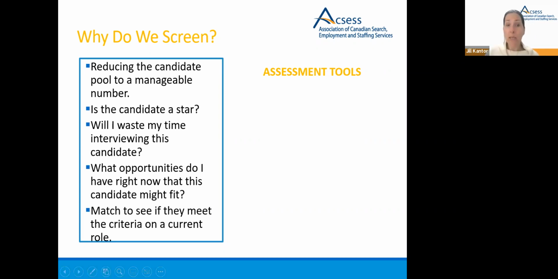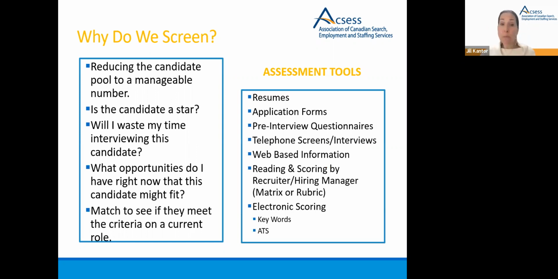Number one, it can help reduce that candidate pool to a manageable level so that you can start very quickly, like 10 minutes: are they a fit? Why or why not? Maybe not a fit for this, but a fit for down the road. Again, are they that star? And as I mentioned, will they waste my time? Do I have opportunities? Do they meet the criteria on a current role? Maybe it's a role that they applied to, maybe it's a role that you reached out to them directly about. But there is a variety of different ways we can do these quick assessments and really understand, are we even working with the right candidates? Again, whether it's now or in the future.